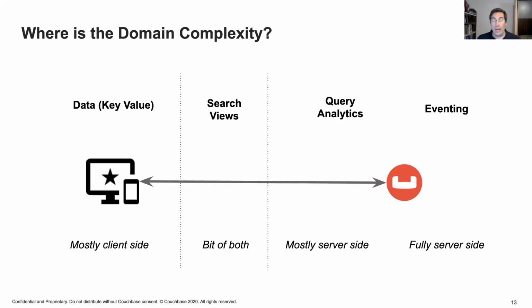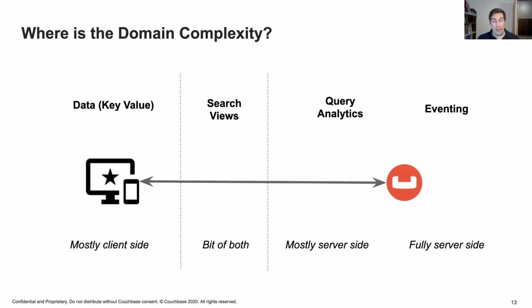So as an overview, where is the domain complexity? And I'm specifically talking about domain complexity when you are using the service, because every service on the server side, it doesn't matter if it's search, key value, query, analytics, or eventing, of course, those are complex code bases on the server side, right? What I'm talking about is the complexity that you have on the application side when streaming results back and using them, right? So how much complexity you need to have on your application side.